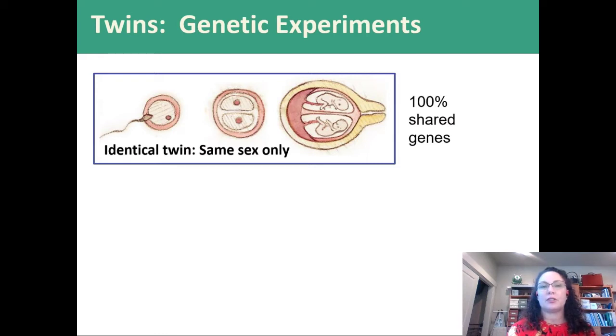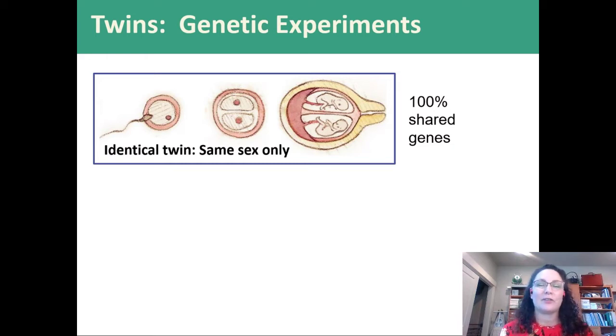We have identical twins who share 100% of their genes. Because they share 100% of their genes, they have to be the same sex because sex is genetically determined. And so if you ever see a twin pair where one is male and one is female, don't ever ask the mom, are they identical? Because by definition, they can't be. They don't share 100% of their genes because at least they differ on that 23rd pair. So identical twins, 100% of their genes shared.